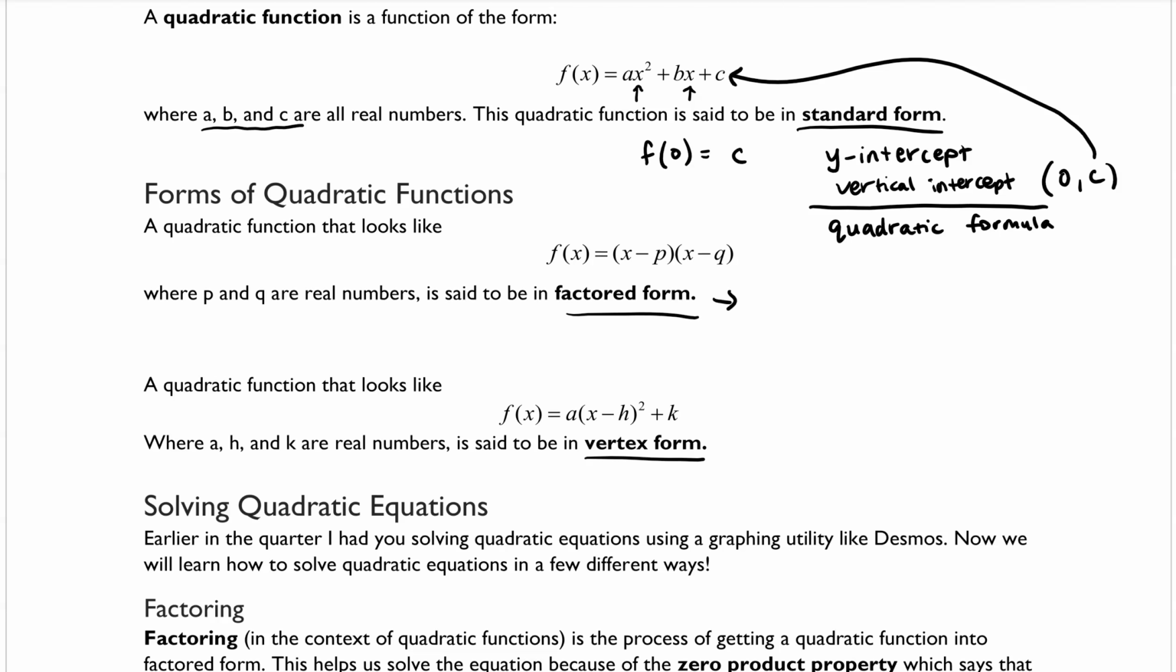Factored form is nice because it allows us to easily see the x-intercepts. And the x-intercepts are just going to be p comma 0 and q comma 0. And p and q are just whatever these numbers are right here. And then lastly, the vertex form easily allows us to see what the vertex is. And again, we haven't discussed what the vertex is, but when we talk about it, it's just going to be the point h comma k.